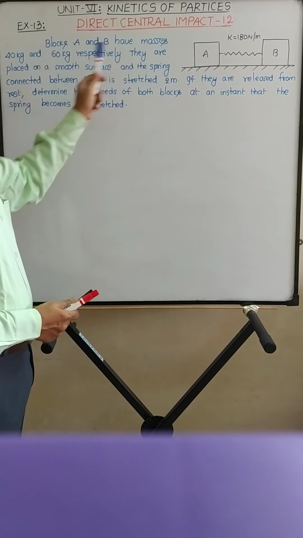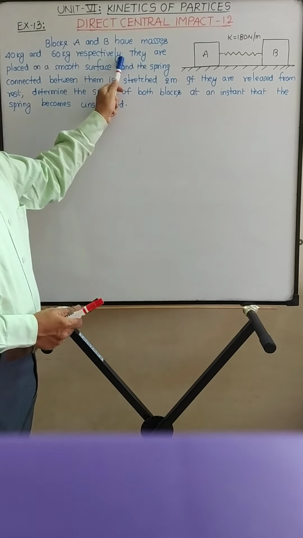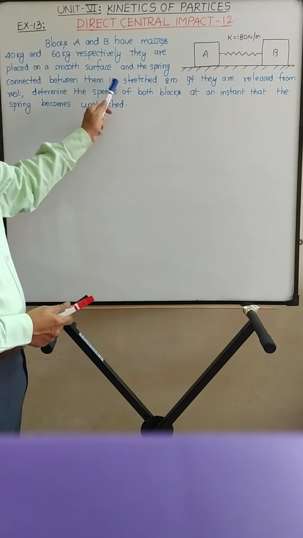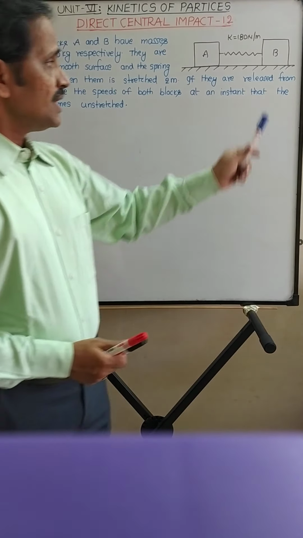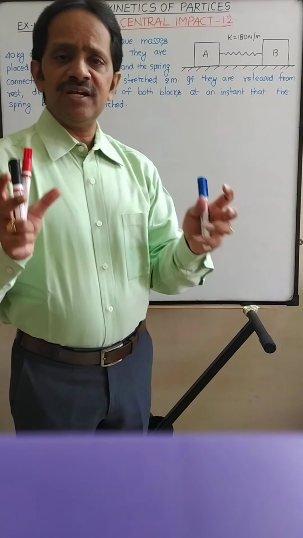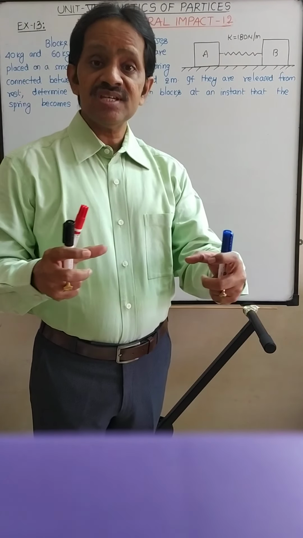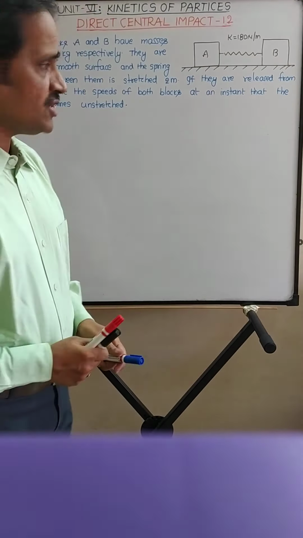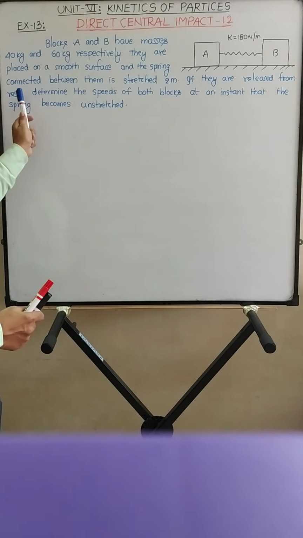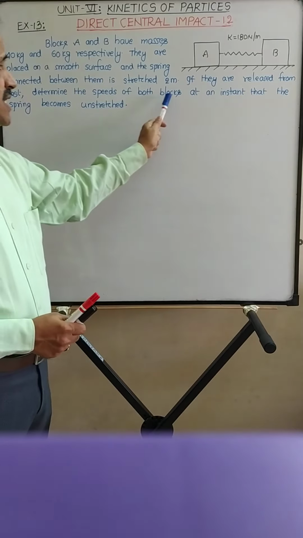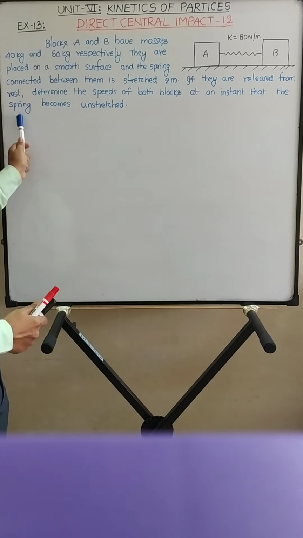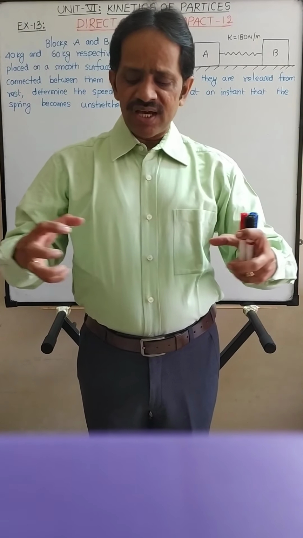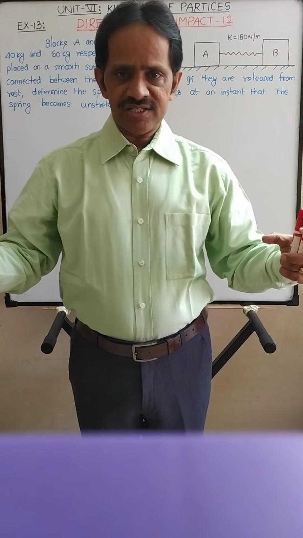Blocks A and B have masses 40 kg and 60 kg respectively. They are placed on a smooth surface and the spring connected between them is stretched 2 meters. So in the position shown, blocks A and B are connected by a spring which is stretched by 2 meters and they are kept on the smooth horizontal plane. If they are released from rest, determine the speeds of both the blocks at an instant that the spring becomes unstretched. So initially the blocks are stretched and they are held at rest, right?